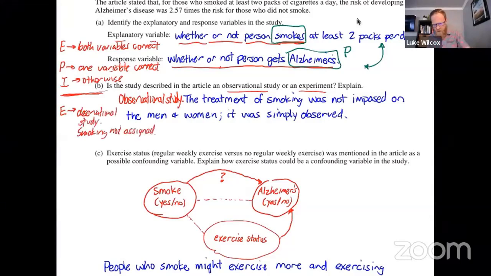Okay, one side note here, it was not enough to just say a treatment was not assigned. You have to identify what the treatment is. The treatment here is smoking, and that was the treatment that was not assigned or imposed on the men and women. So a partial credit here is maybe you said observational study, but then you left off the smoking part. You said something about no assignment of treatments, but you didn't specifically say the treatment was smoking. And then incorrect would be otherwise.